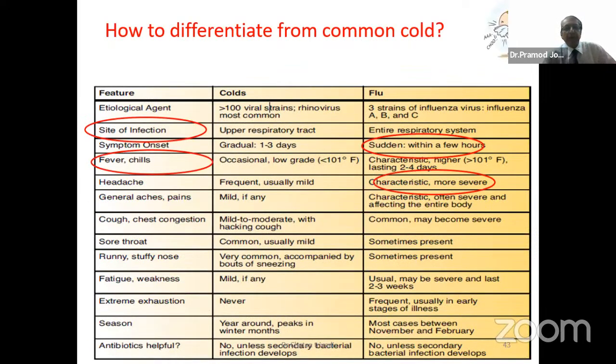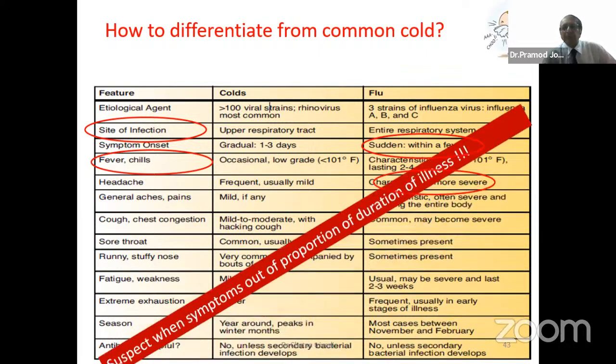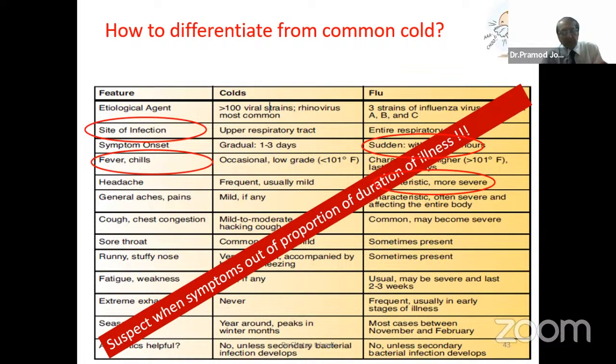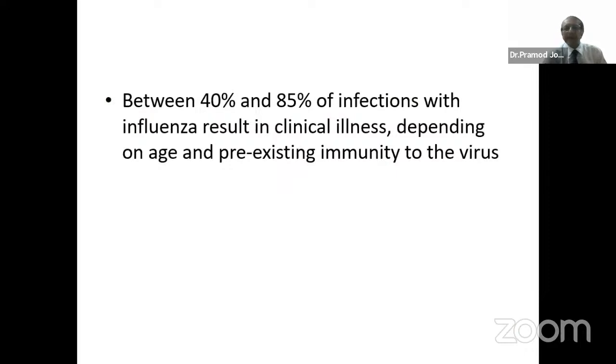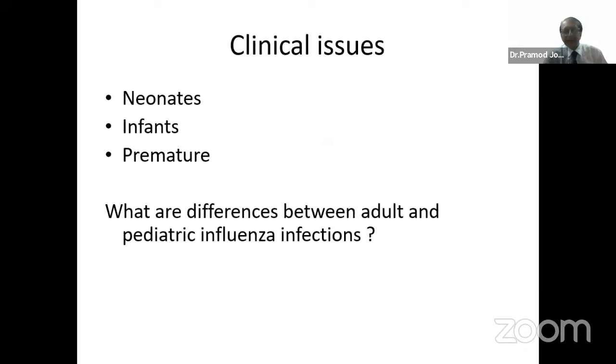Okay, you should remember that the site of infection, particularly in case of influenza, is right from the nose down to the respiratory tract, the entire respiratory tract, and the onset is sudden. While in the usual cold like rhinoviruses, the onset is a bit gradual. And remember that fever with chills are very characteristic, and they are more severe. So when symptoms are out of proportion to the duration of illness, you have to suspect influenza. And between 40 to 85% of infections with influenza result in clinical illness, depending on the age and the pre-existing immunity to the virus. Okay, and you must have a high index of suspicion, particularly in the neonates, infants, and prematures. There are certain differences, and I will be telling you in a minute.